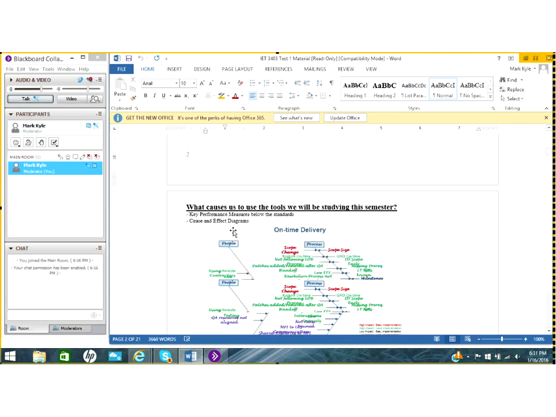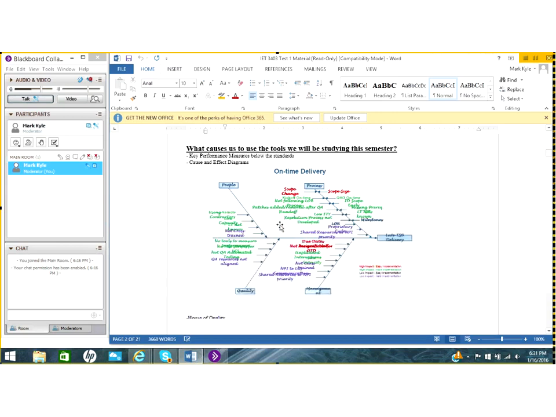All right, let's move on down to what causes us to use the tools that we will be studying this semester. Just one of the tools that we might use would be the cause and effect diagram. Other names for this tool, you have the fishbone diagram. As you can see, this does look somewhat like a fishbone type skeletal object. And this is also known as the Ishikawa diagram, which is named such after the person that developed this tool, Kaoru Ishikawa.